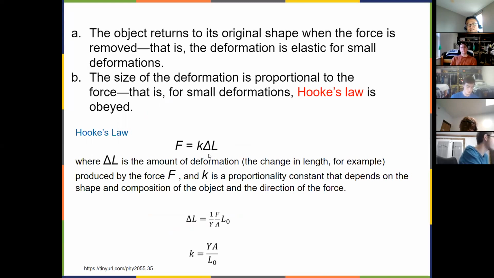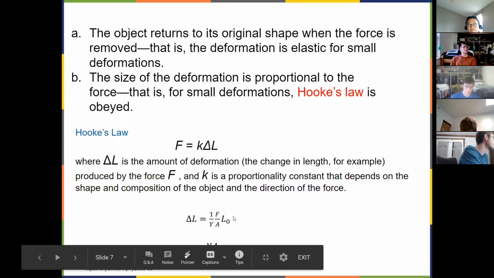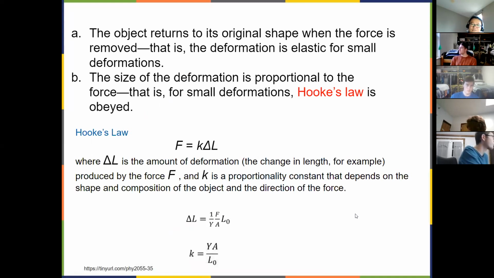Starting again from this equation for deformation, deformation equals 1 over Y times F times L0 over A, and then you rearrange the terms, so F equals K times delta L, where K is equal to Y times A divided by L naught. These are all constant terms, so those terms determine the spring constant.